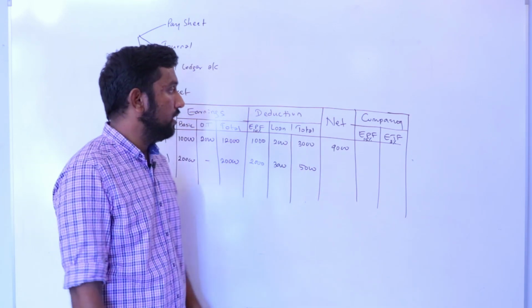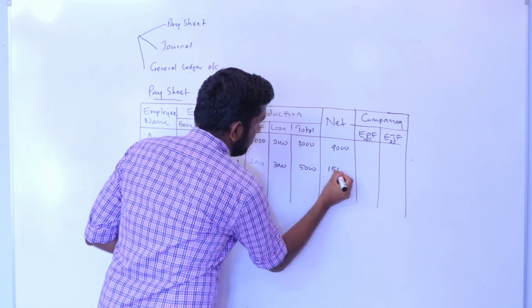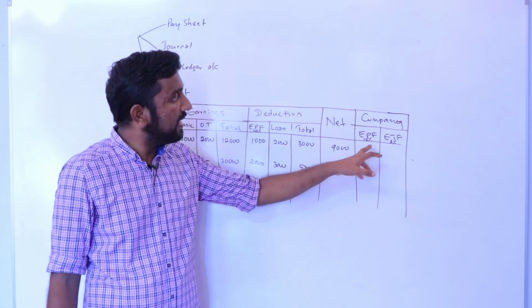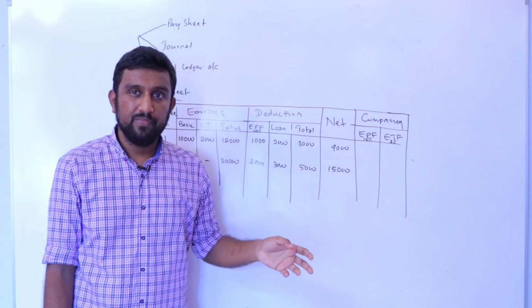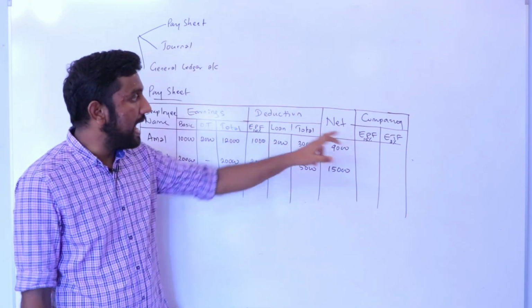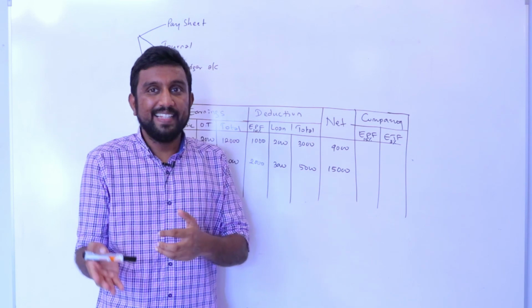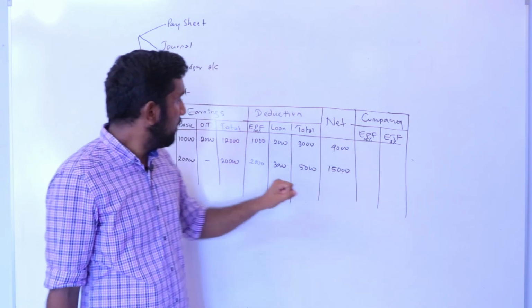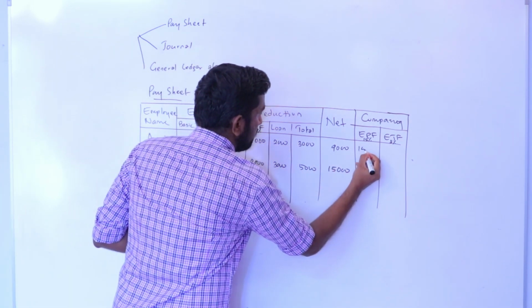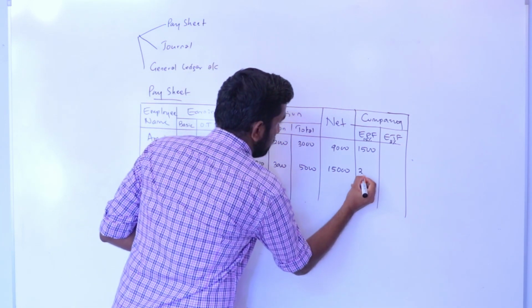So net is 12 minus 3, 9, 20 minus 5, 15, right? Then EPF contribution, I already told you, 15% and 3% are given in the question. Generally it is not 15, right? It is 8 and 12, but to make the example easy, I am assuming 15. Fine. So 10,000 is my basic, 15% is 1,500. And 20,000, 15% is 3,000.